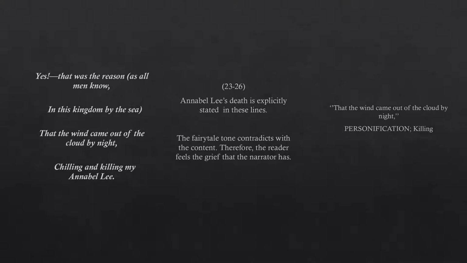Yes, that was the reason, as all men know, in this kingdom by the sea, that the wind came out of a cloud by night, chilling and killing my Annabel Lee. So with the word of killing, Annabel Lee's death is explicitly stated in this line. And it goes like in a fairy tale tone, but the context of this poem says the opposite. We feel the grief that the narrator has for the Annabel Lee.